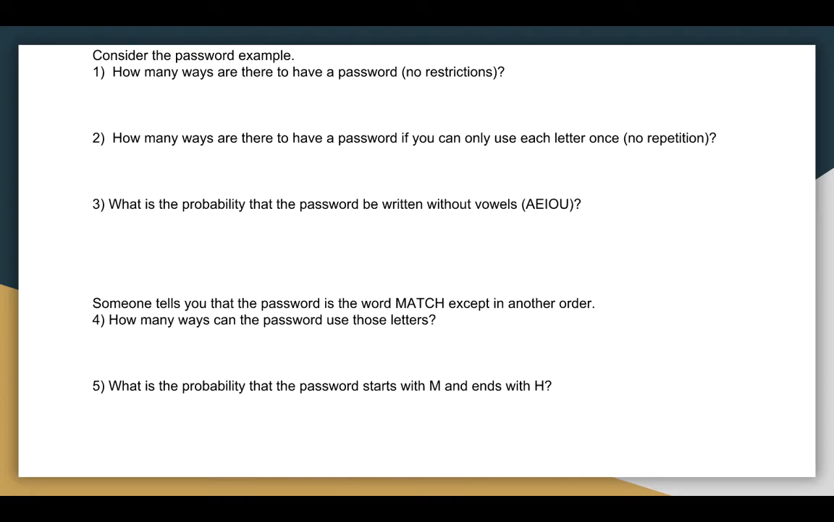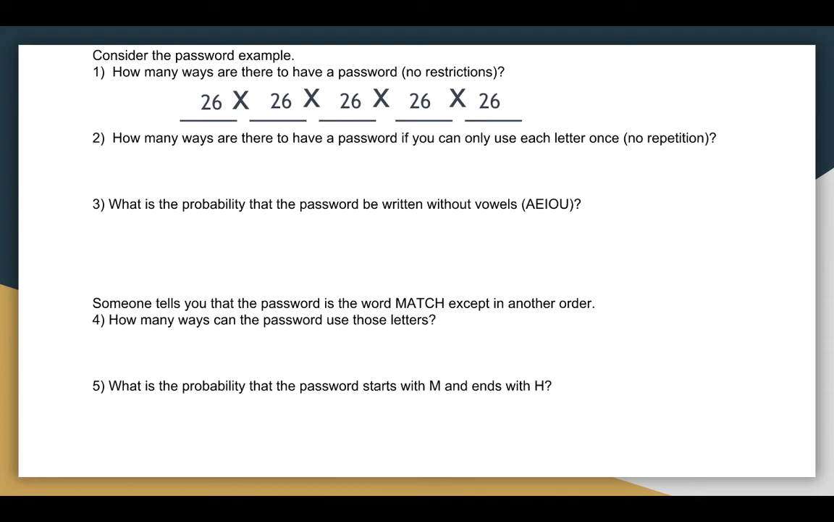Here's the password example back to the warm-up. So how many ways are there to have a password? So we do have 5 slots, and we've got all multiplied together, and that's really what the fundamental counting principle does. So we've got 26 ways for each. And you can imagine this is why a tree diagram just becomes impossible, because there's that many ways to do it.